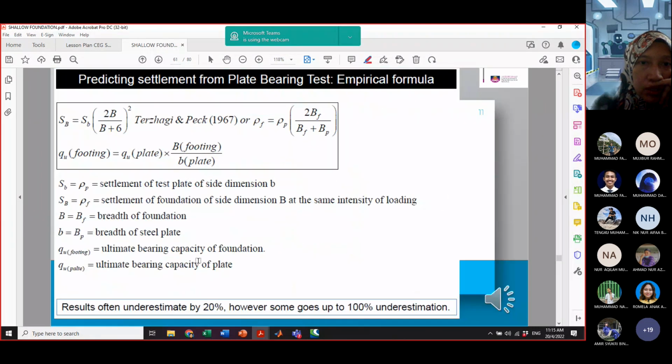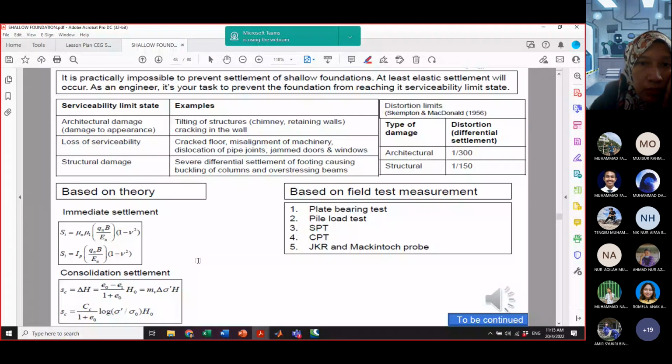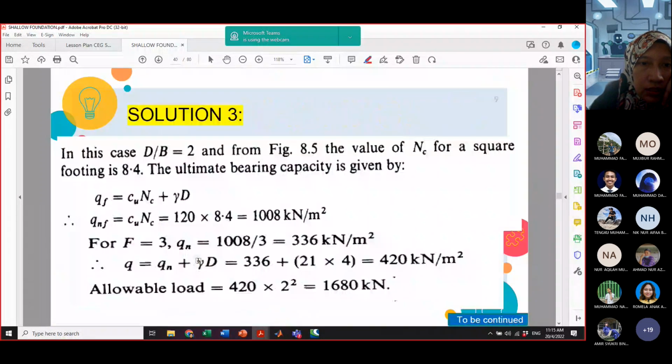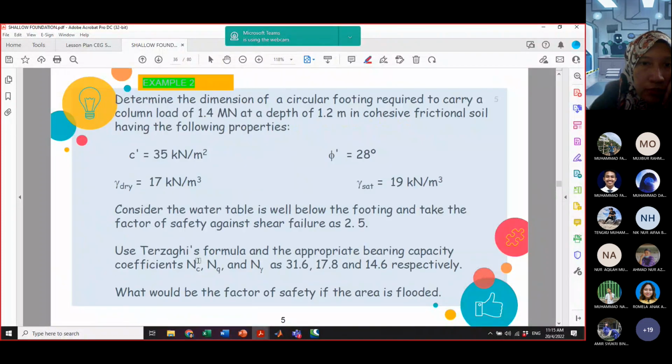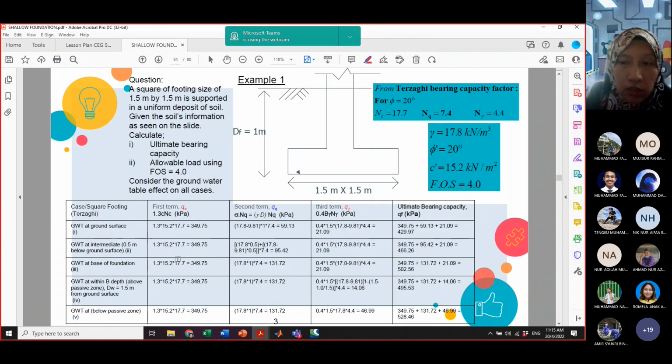Okay, now we go back to the example for calculations of ultimate bearing capacity. Okay, this is very important for me to explain because dari konsep atau teori tadi kita dah tunjuk few cases yang melibatkan water table effect. So kita nak tengok macam mana kita nak calculate the ultimate bearing capacity for different conditions, for different terms. Contohlah for example, one here.